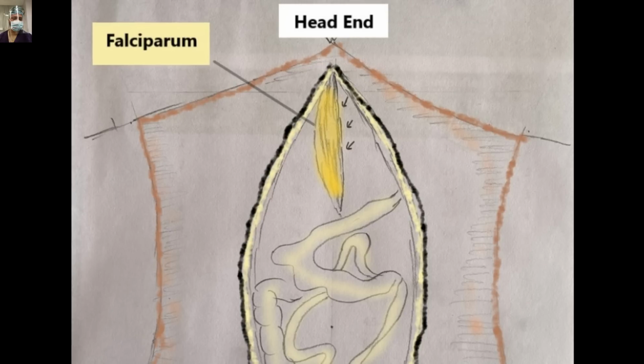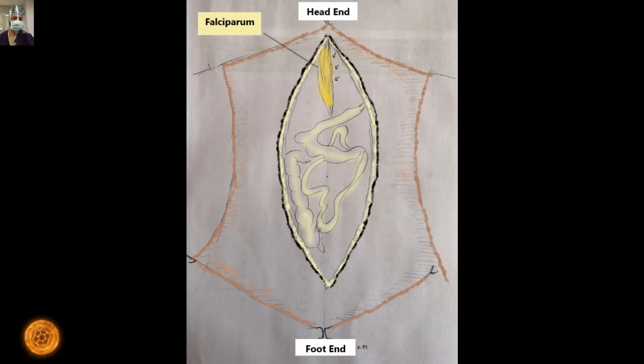So the falciparum will be separated from the peritoneum. There's an attachment on the left side and then the right side, and it usually results in a bloodless entry into the abdomen. So friends, these are small tips and tricks, and these are the things which we have learned over time, and some of these tips were taught by our seniors. So for the benefit of junior trainees, we are sharing them with you.